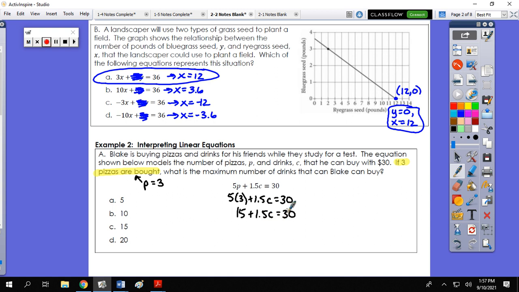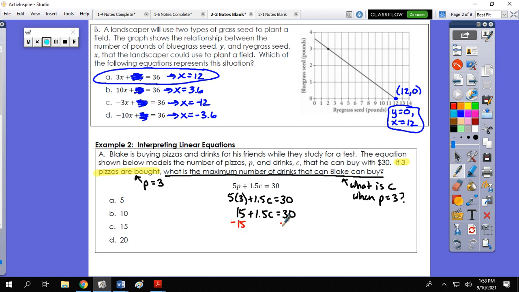If you notice, if we solve that equation for C, we will answer our question. What is the maximum number of pizzas Blake can buy? It is asking what is C when P equals 3. So we plugged in 3 for P, and now we need to solve the equation for C.